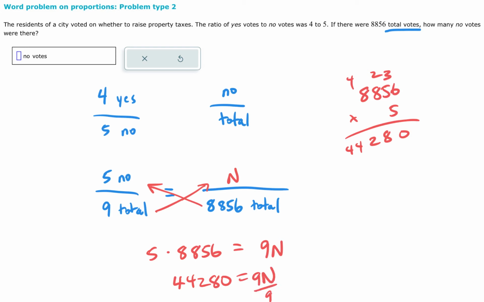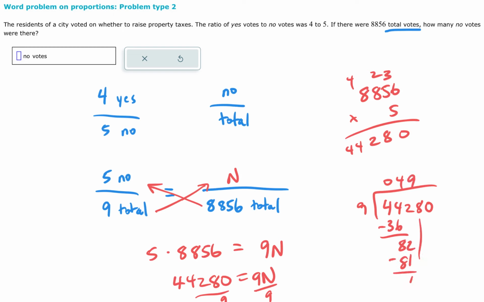If we divide both sides by 9, we'll get the n by itself. So 44,280 divided by 9. So that would be 4, 9, 2. And it looks like it's going to be a 0 and then nothing else. So the no votes would be 4,920.